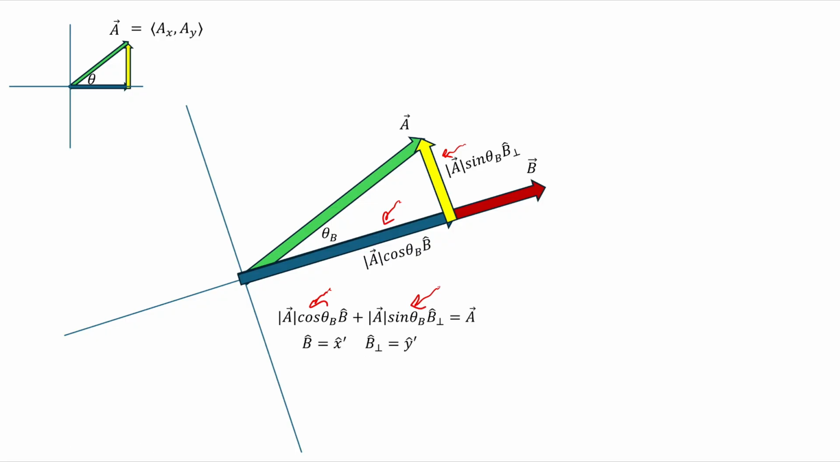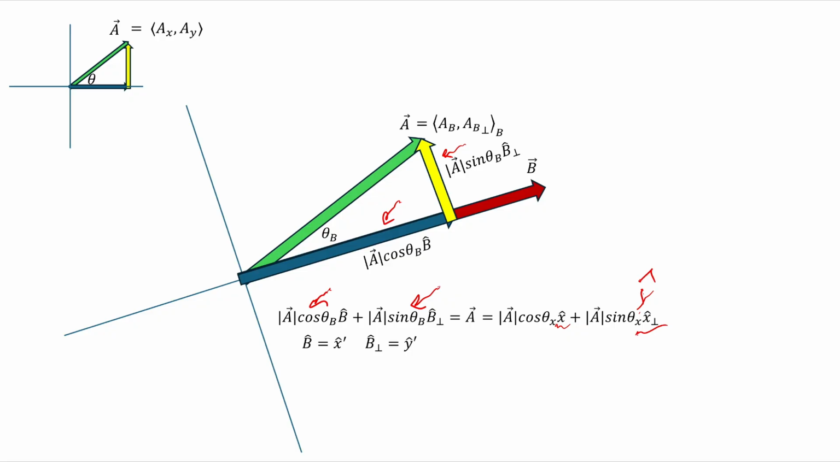And so if you don't like the terms B hat and B perpendicular hat, just think of it as x prime and y prime. But I'll tell you, it's not really any different than what we did before. I could have just as easily written x hat and x perpendicular hat. We just happen to call x perpendicular hat y hat. That's the only difference between what we've done.